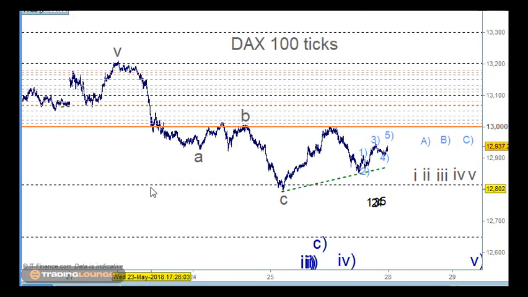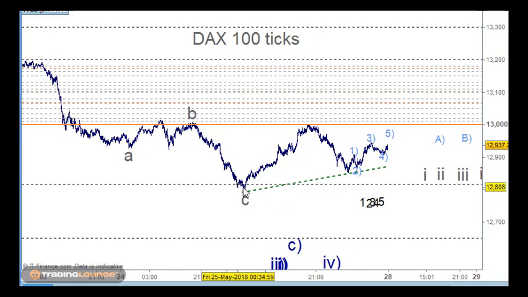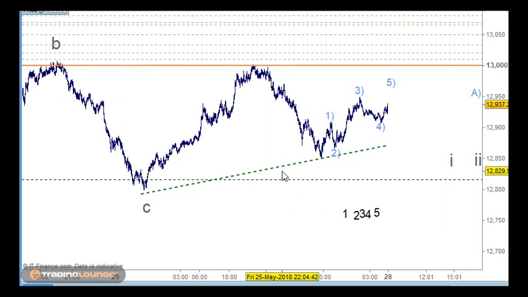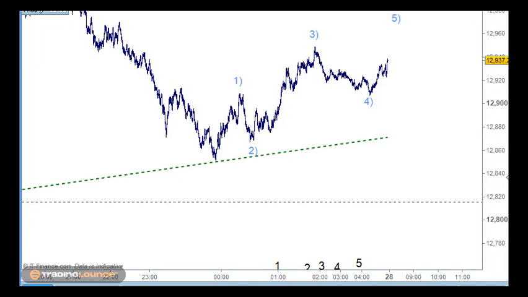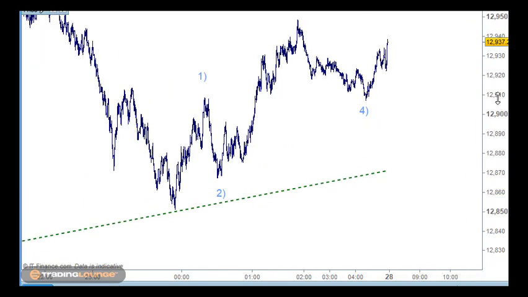Okay, from the top here, you can see I've just labelled this as an A wave to here, a B wave and a C wave here. And then this counts like an impulse wave up here in 5 waves. And then this little structure that's starting off here, this is also starting off in 5 waves as well here.